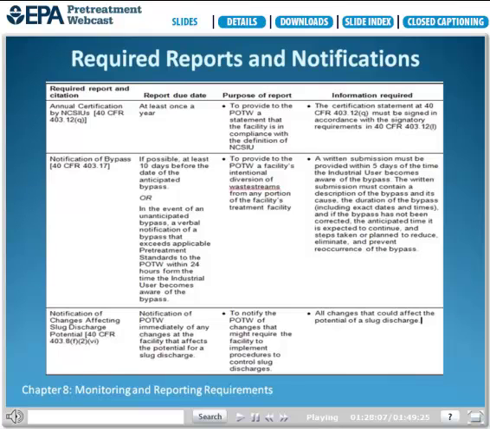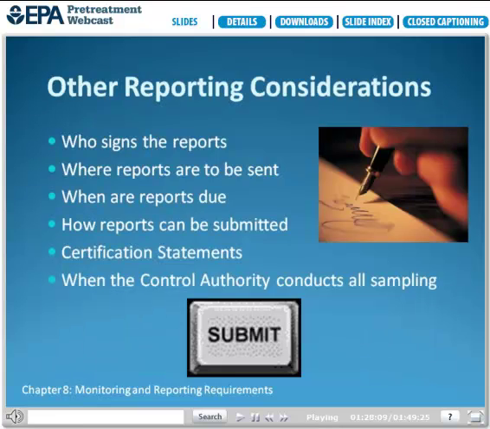The reporting considerations should also be included in a permit. The permit reports should be signed by an authorized representative. The reports need to be sent to an address that's listed in the permit. The permit should list when the reports are due and how the reports can be submitted.